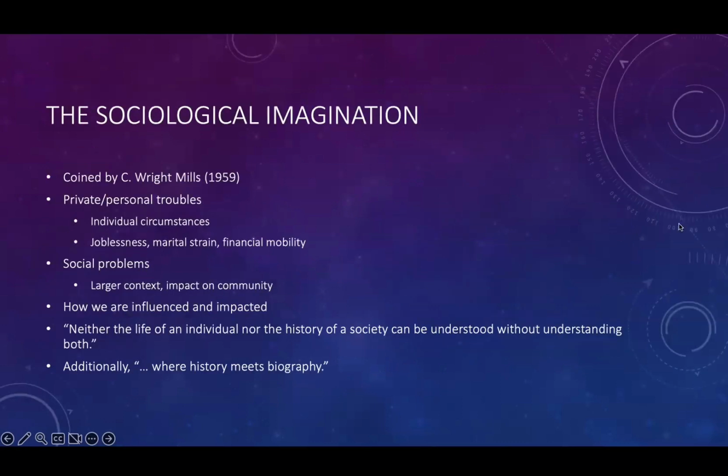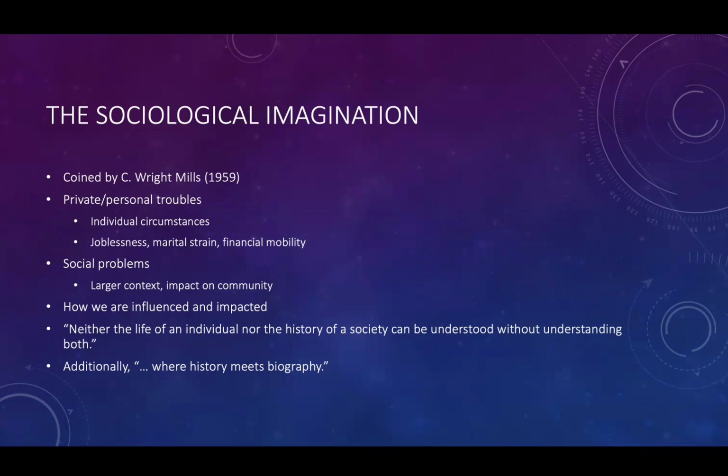Okay, so the last thought I want to leave you with in this particular lecture is this idea of a sociological imagination. Once you're done watching this, you're going to follow the instructions, and then I'll go into a little bit more detail. The sociological imagination is a concept coined by C. Wright Mills in 1959. And just foundationally, he talks about it being a matter of private troubles, or personal troubles, versus social problems.